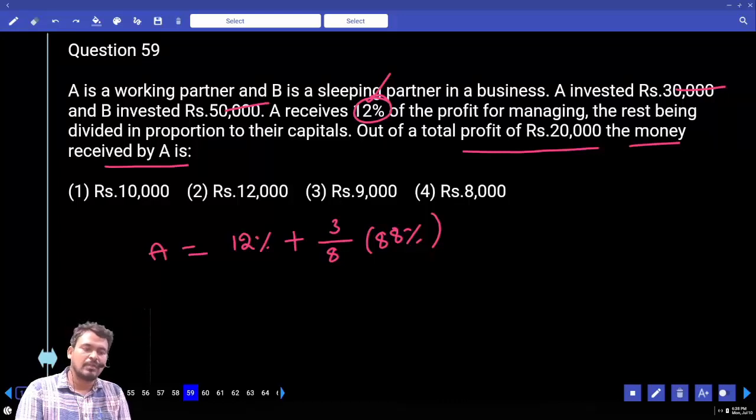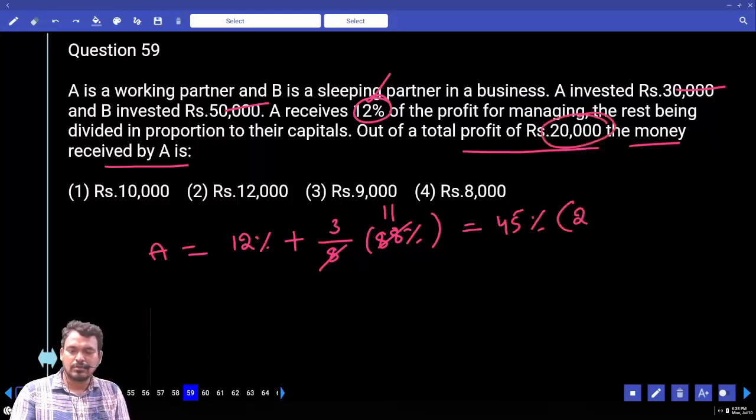Both are added. It will be the total share of A. 8 how many times? 11. 11 3s are 33. Plus 12 means 45%. We require 45% of which one? 20,000. What is the answer? 9,000.